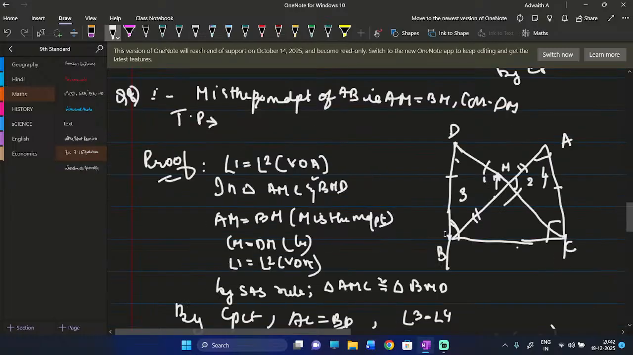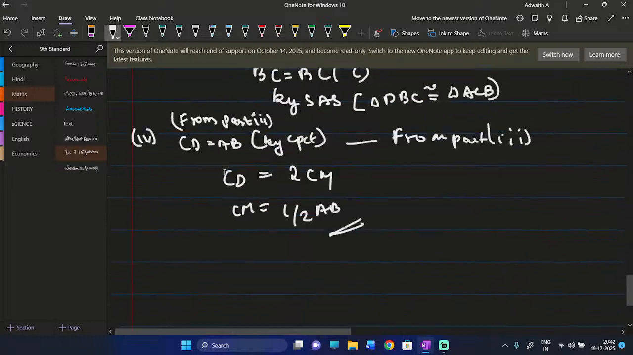Here MD, we know that MD is equal to MC. So MD is equal to MC, whatever. Then we can say that AM is equal to twice CM, which is equal to half of AB. That's the questions for the topic.